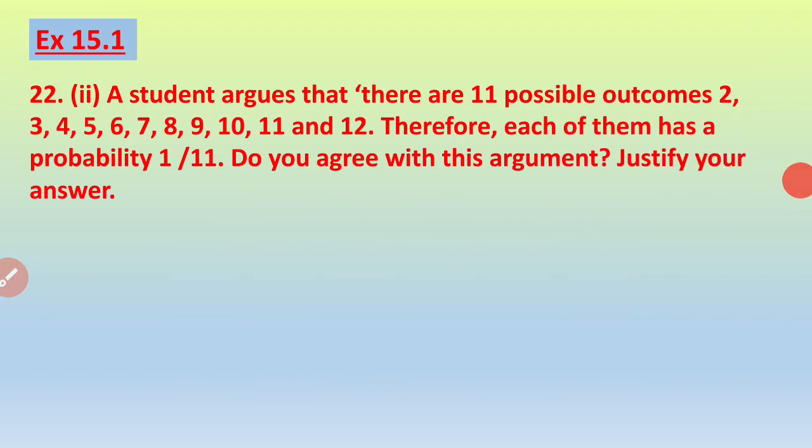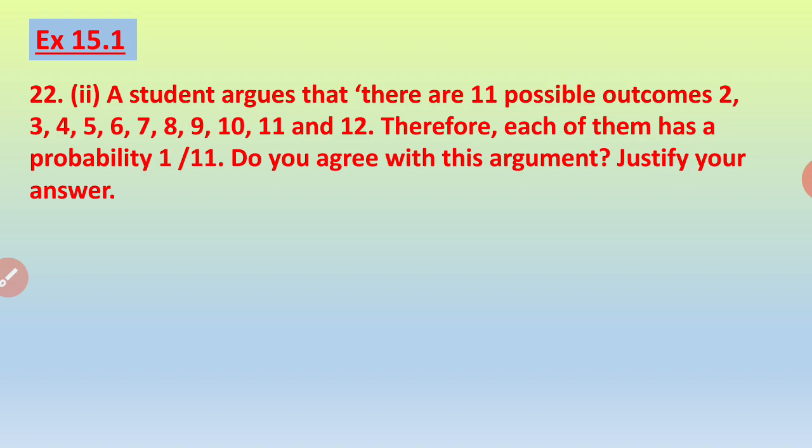This is question number 22. A student argues that there are 11 possible outcomes, 2, 3, 4 and so on up to 12. It is the same question, okay? Therefore, each of them has the probability 1 upon 11. Do you agree with this argument?